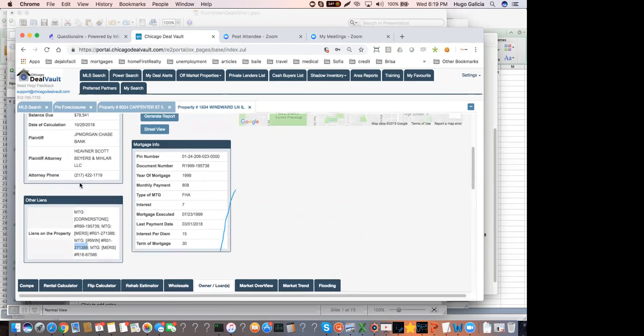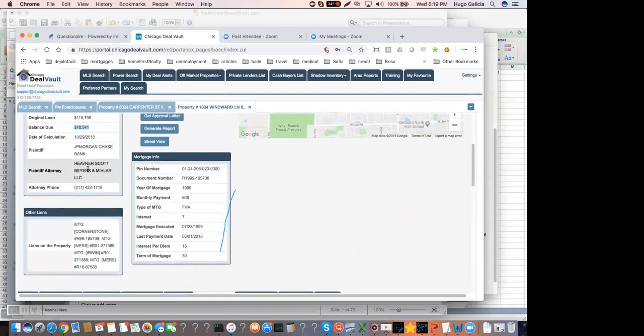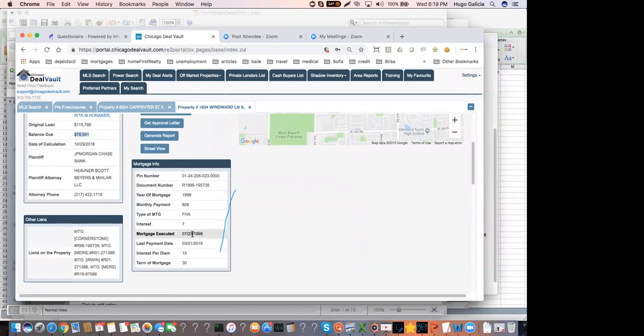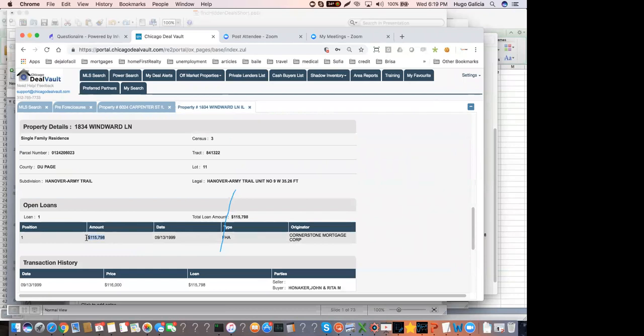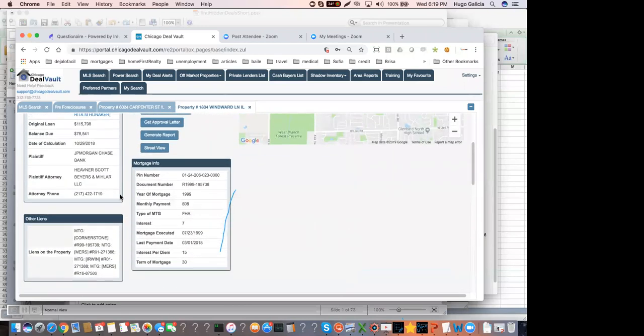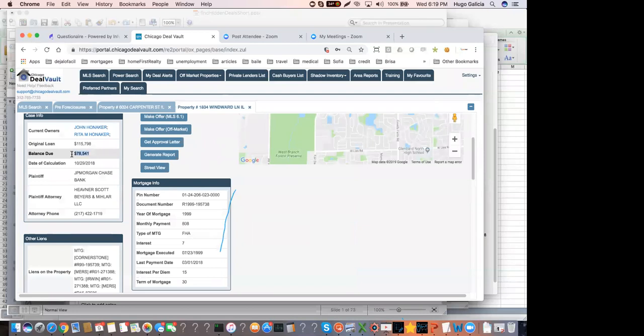So what's valid is this number. This makes sense. So there was a mortgage issued back in 1999, okay? And then the last mortgage payment was done this year in March, okay? So this seems to be accurate based on the initial loan amount. So the initial loan amount about 18 years ago was for 115,000. Right now, the outstanding debt is for about 80,000, and it was last calculated at the end of October, beginning of November, okay? So this seems to be accurate.